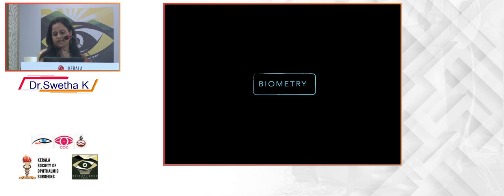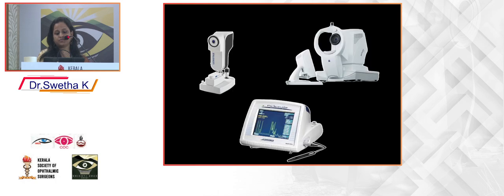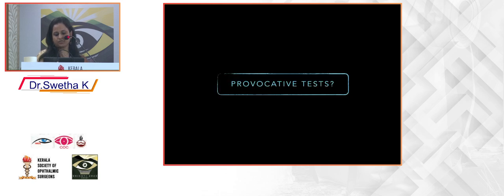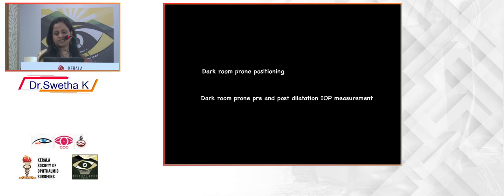So we can also use biometry. The importance of biometry is you can see the anterior chamber depth. It is said that if you have an anterior chamber depth which is less than 2.4 millimeter, there is more chance of getting an angle closure. And provocative tests, we know that we do not use these nowadays, like dark room prone positioning and pre and post dilatation. Generally we do not do it.